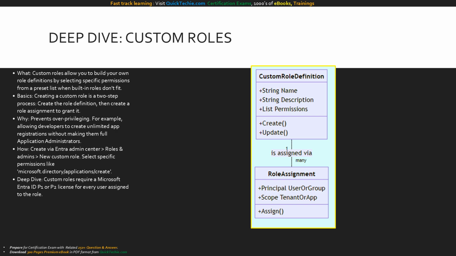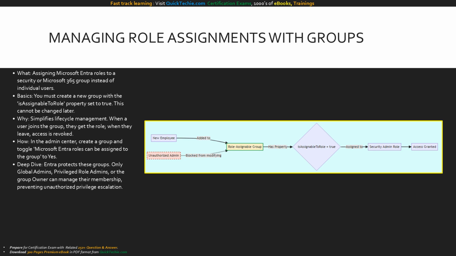You take that one template and you can assign it many times, linking it to different security principals like users or groups at different scopes. This separation of definition and assignment makes custom roles incredibly scalable. Assigning roles to individual users works for a startup, but at an enterprise scale, it becomes a management nightmare.